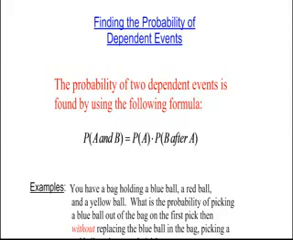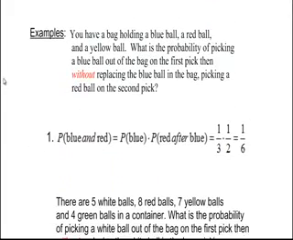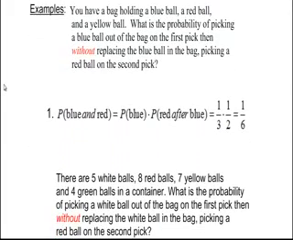So now let's go ahead and look at a little bit farther down. Look at example 1. You have a bag holding a blue ball, a red ball, and a yellow ball. What is the probability of picking a blue ball out of the bag on the first pick, then without replacing the blue ball in the bag, picking a red ball in the second pick? So to help illustrate this, I'm going to quickly draw some just examples. So we have our blue, our red, and our yellow.